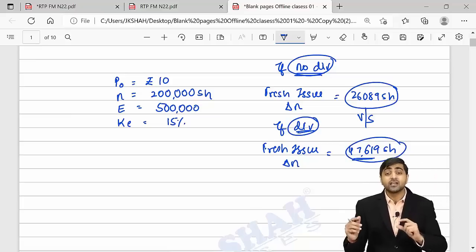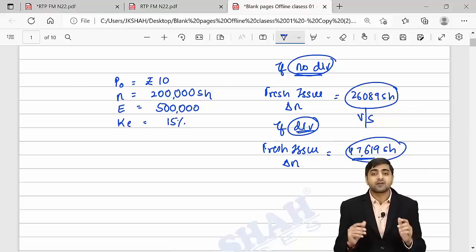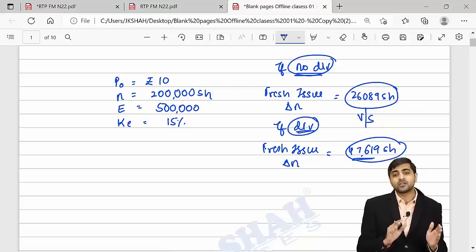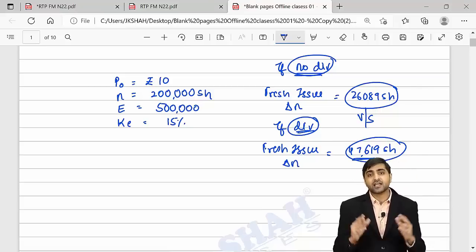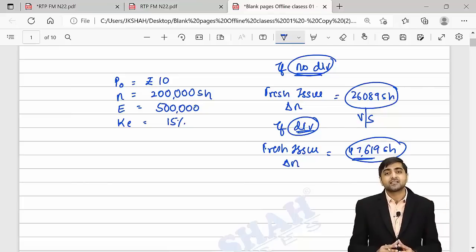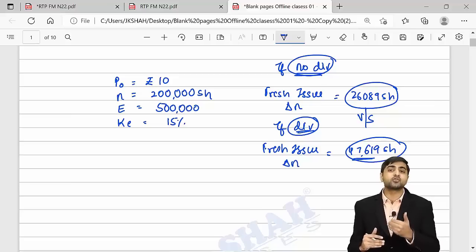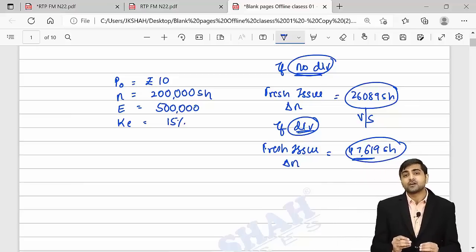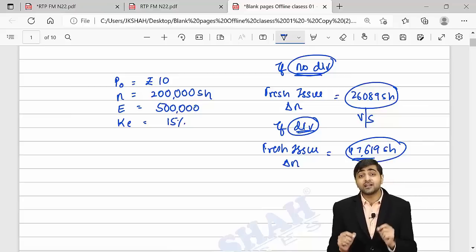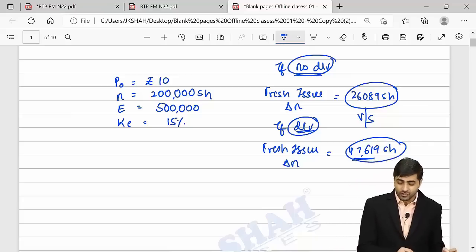So that's why your change in n will be different under both the scenarios, whether you distribute dividend or you don't distribute the dividend. Okay, but as you all know, what does MM say? That the value of the company ultimately is going to remain the same whether you declare the dividend or whether you don't declare the dividend. So that's why MM is of the view that the dividend decision policy does not impact the value of the company, it's going to remain the same.